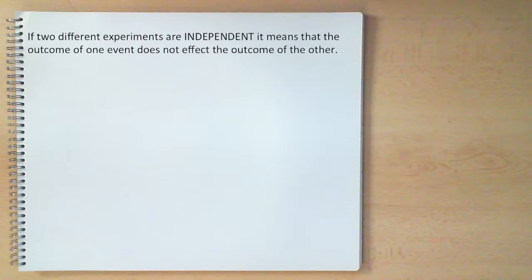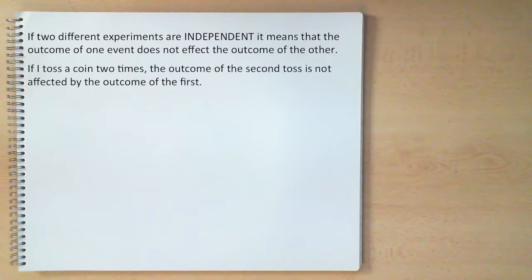Let's look now at the idea of independent events. If two different experiments are independent, it means that the outcome of one event does not affect the outcome of the other. So a good example of this is if I toss a coin 2 times. If it comes down heads the first time, it has no effect on what's going to happen the second time. You might have heard the phrase that a coin has no memory, which is what we use to describe this concept. That is, those events are independent.